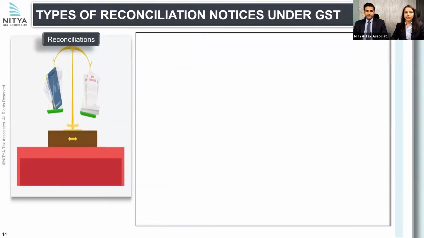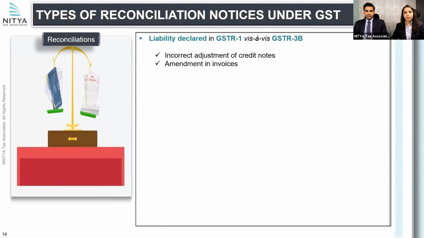Starting with the outward reconciliations, liability declared in GSTR 1 vis-a-vis GSTR 3B. The most common reasons for reconciliation differences are incorrect adjustment of credit notes, amendment in the invoices made in GSTR 1 not considered while making payment in GSTR 3B, and incorrect tax head reporting that we have already discussed in our earlier slides.